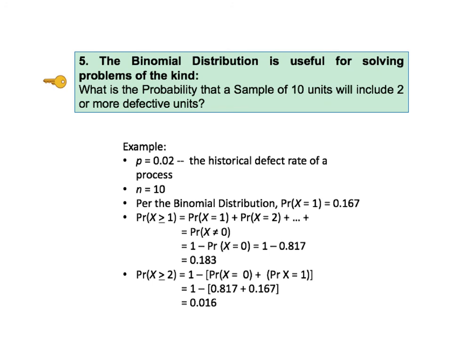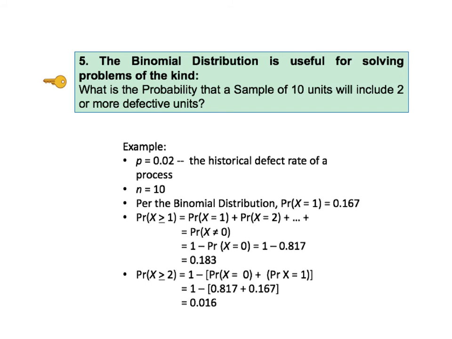KTU number 5 says the binomial distribution is useful for solving problems of the kind, what is the probability that a sample of 10 units will include 2 or more defective units? Let's say a process has historically produced products with a defective unit rate of p equals 0.02 or 2%. We take a quick sample of n equals 10 units and we find 1 unit is defective. So our sample has a defect rate of 10%. Should we start worrying that our process defect rate has changed?